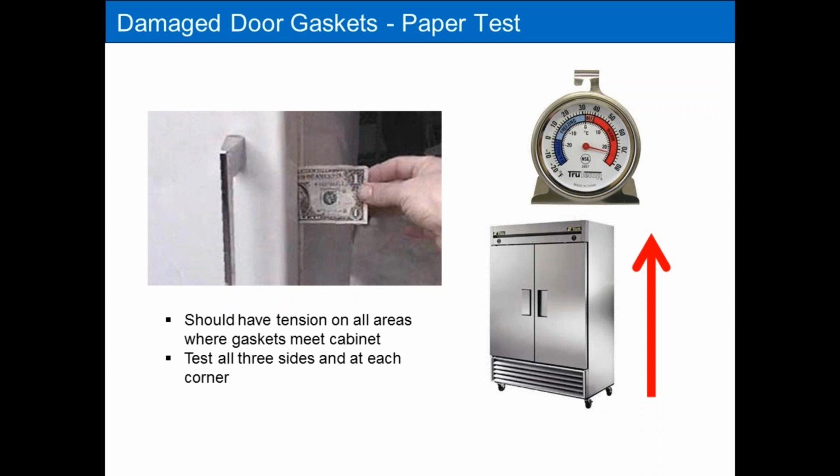You need to do that on all 4 sides, top and bottom. You want to test all the sides and all top and bottom areas. That makes sure that you have good integrity on your door gasket. A bad gasket could equally cause you to have a high temperature.